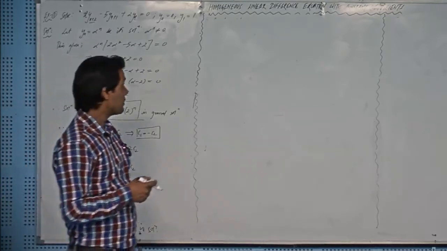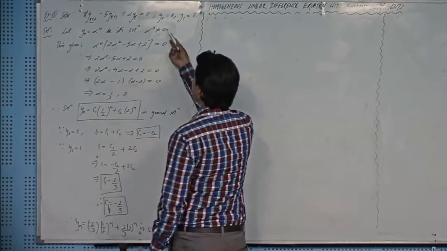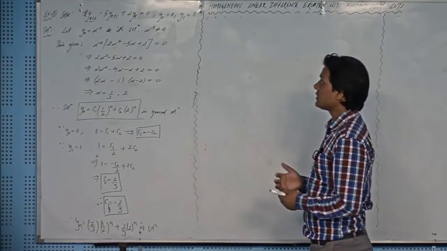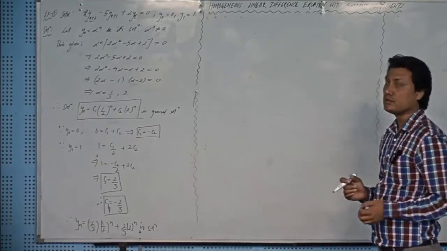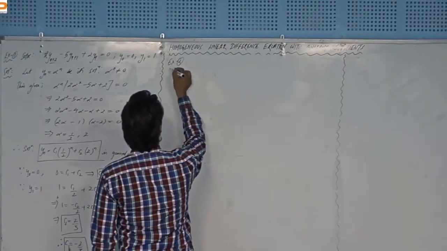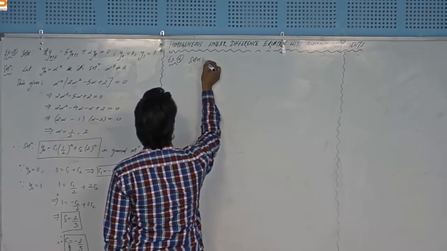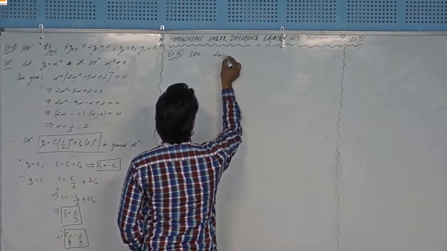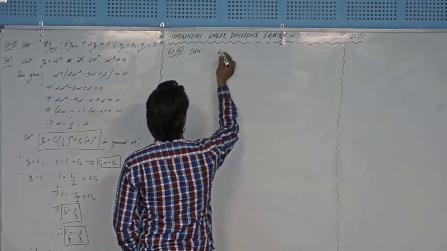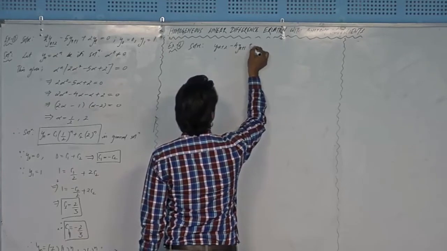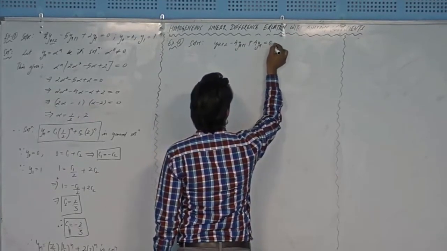So taking another example, this time I have used the difference equation where I got two distinct roots, but this time I will use the equation where I will get repeated roots. In order to use that case number 2, example number 2, if I take the equation, solve y(n+2) minus 4 y(n+1) plus 4 yn equal to 0.